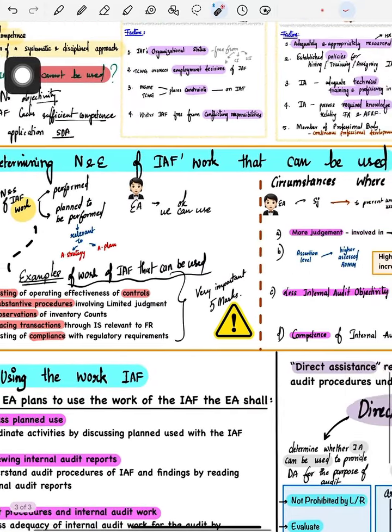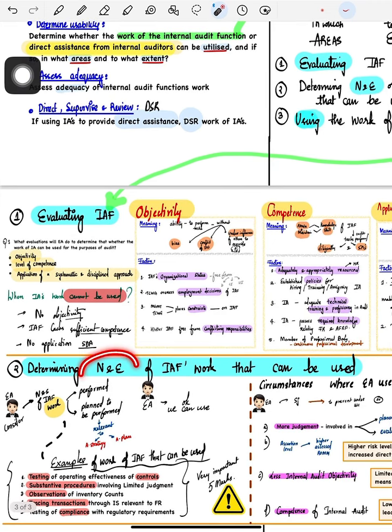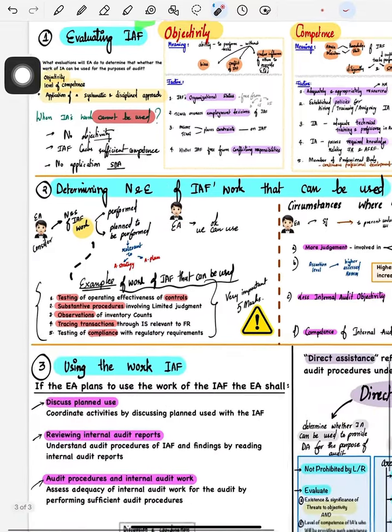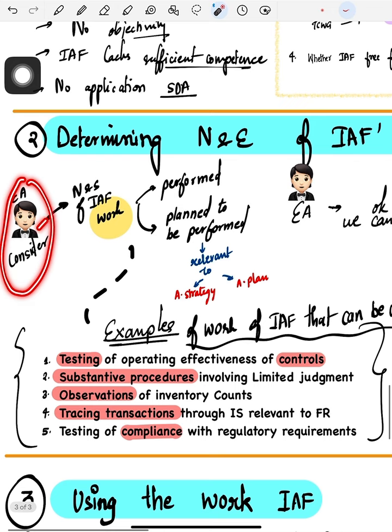Next we have determining the nature and extent. First you have evaluated whether you can use this work or not. Now you determine the nature and extent of the work that you can use. While determining the nature and extent, first the external auditor will consider the nature and scope of the internal audit function's work. Whatever work they have performed or are planning to perform, is it relevant to your audit strategy and your audit plan? If it is relevant to your audit strategy and your audit plan, then you can use their work.